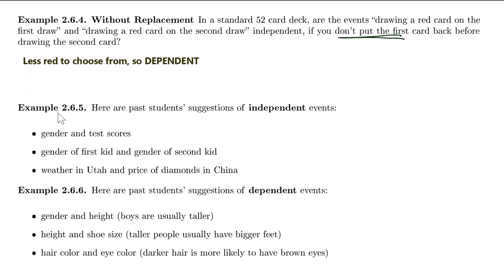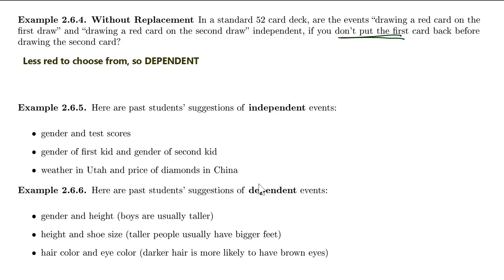Here are some past student suggestions of independent events. So we have gender and test scores, gender of a first kid and gender of a second kid, weather in Utah and price of diamonds in China. These are all things that shouldn't really be affecting each other.